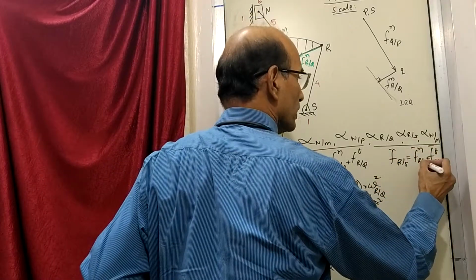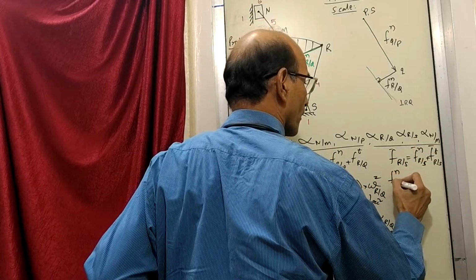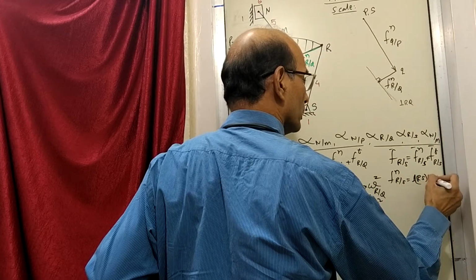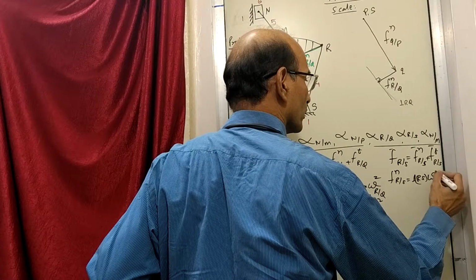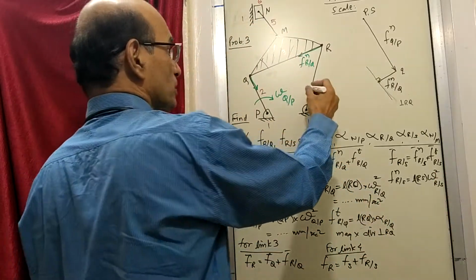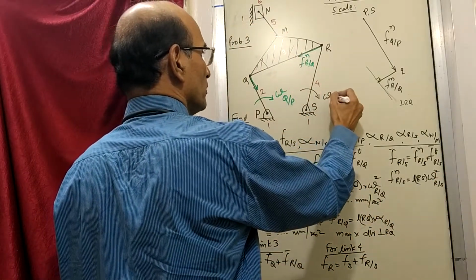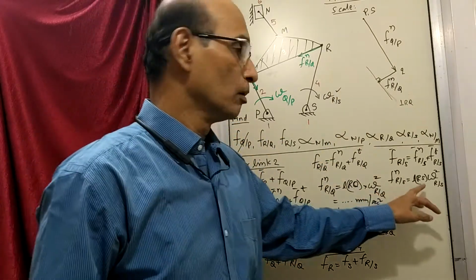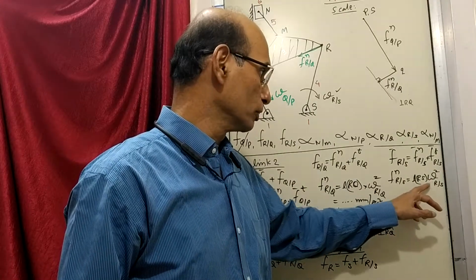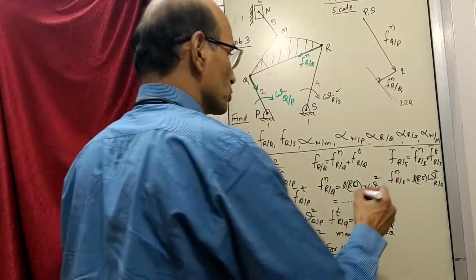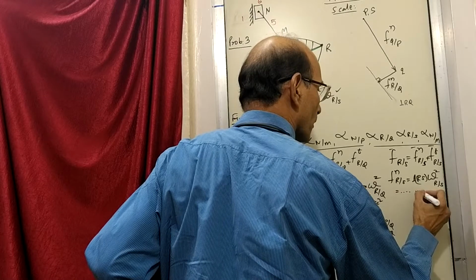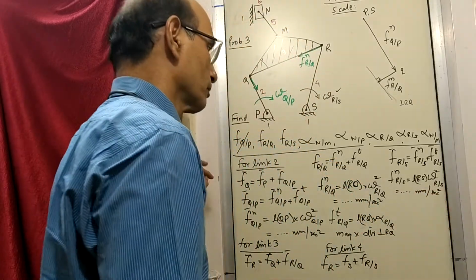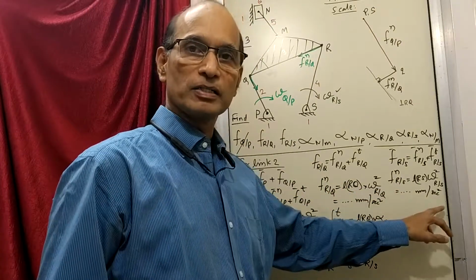Then the normal component is length into omega square. Now this angular velocity is already known. You have found it out in the velocity analysis. So once you know this, the whole thing is known. So you will have a value of this, which you can write here. See, the unit is millimeters per second square.